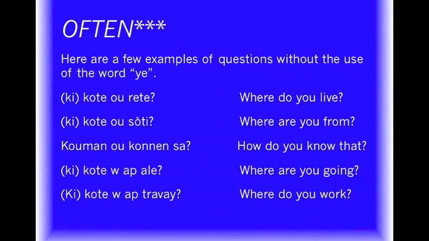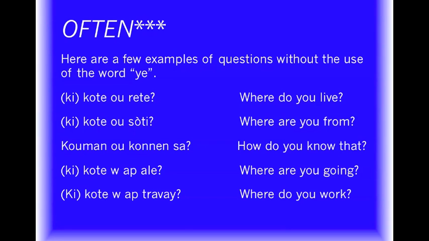So we'll see that I've written often because questions don't necessarily necessitate the use of the word ye. So we have plenty of examples of questions without the use of the word ye. So, côté ou rete, for example. Côté ou sorti, where are you from? Comment ou connais ça? How did you know that? Côté ou aller, where are you going? Côté ou travail, where do you work? So essentially, whenever the question is posed without that sense of the word to be, you're going to pose the question without the use of the word ye.